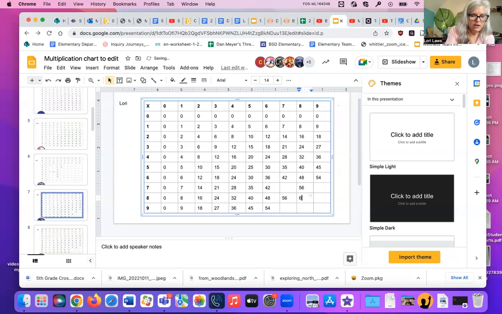64. So right here I can put 64. And then my last one, let's see, 9 8s. Well, let's look at what 9 4s was: 36. So if I double 36, 30 plus 30 is 60, and 6 and 6 is 12. What is 60 plus 12?